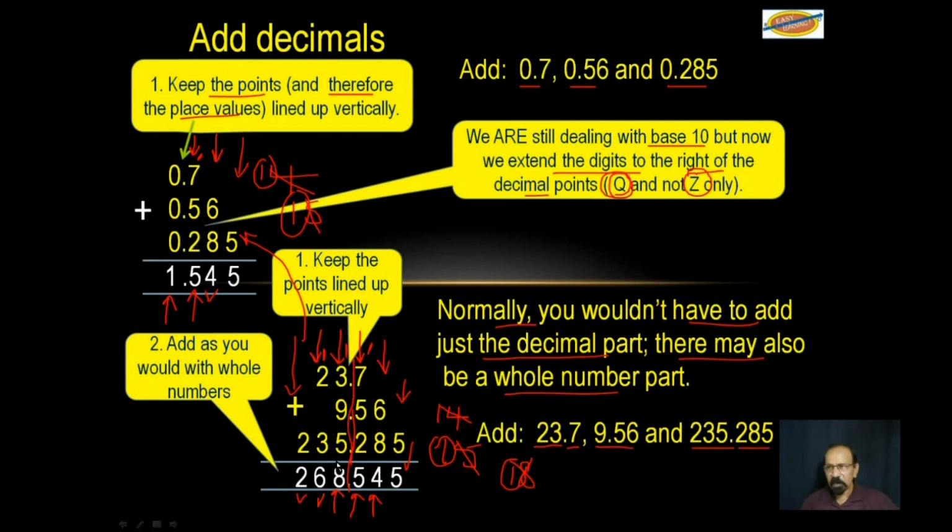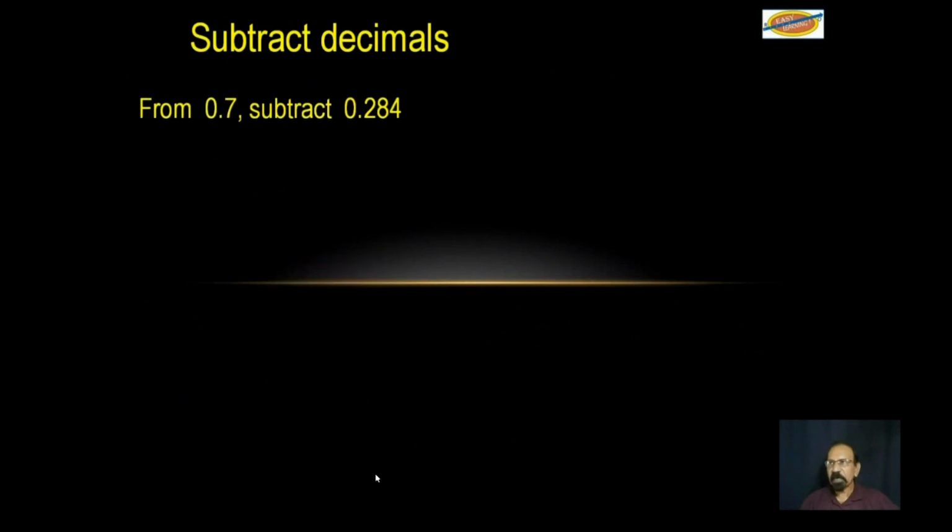So you add it very similar to whole numbers, except now you have to pay attention to the decimal point. Subtracting decimals. If we have to subtract from 0.7, 0.284, we will set it down like this. Remember to keep the points lined up, and therefore all the places will be lined up.